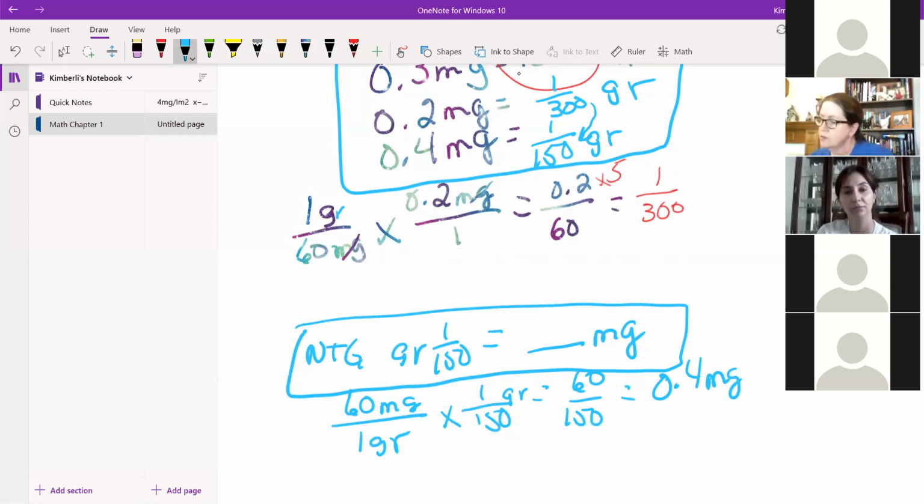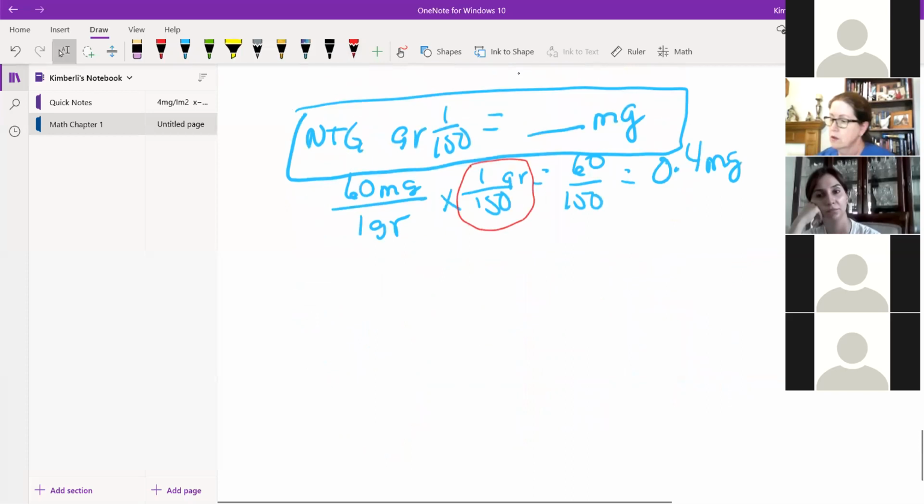Because what this means right here is 1 grain divided by 150. So that's why we write it this way. And then when you do your multiplication, you want to make sure you keep this 150 on the bottom. So it comes out to 0.4 milligrams.